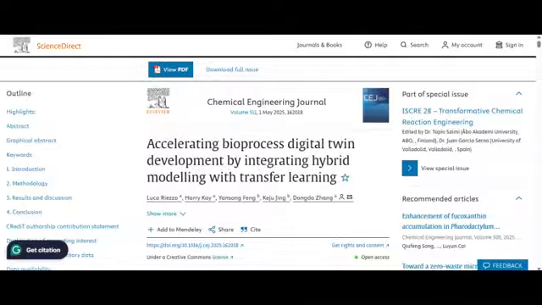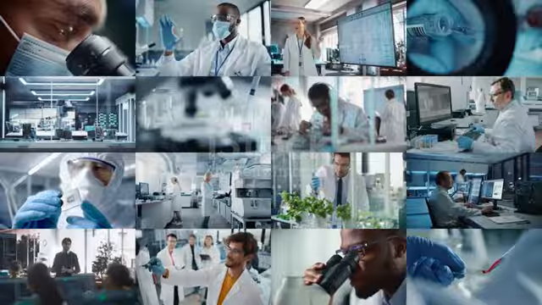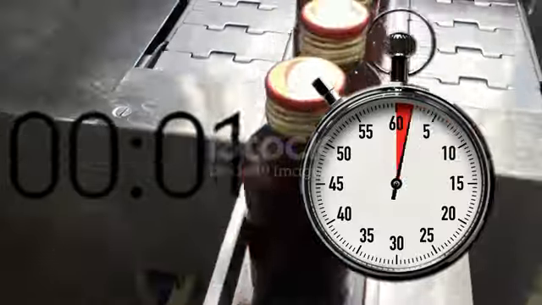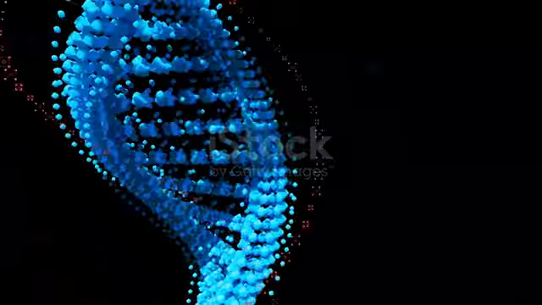A recent study in the Biotechnology Journal used digital twins on a 100-liter cell culture system. They reduced downtime by 30% and improved consistency in yield and purity.